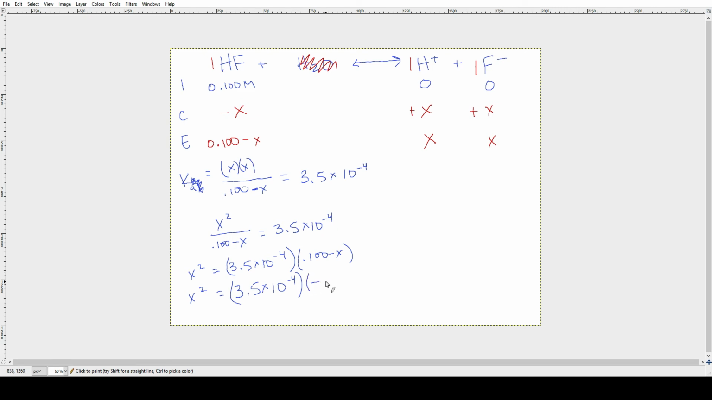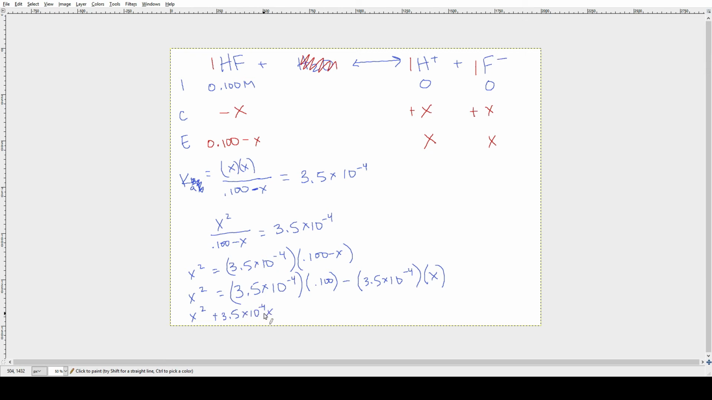Times 0.100 minus 3.5 times, I'm just moving that negative symbol from that x out front, like that. Okay, I'm going to crunch these numbers and rearrange so I end up with x squared plus 3.5 times 10 to the negative fourth x.